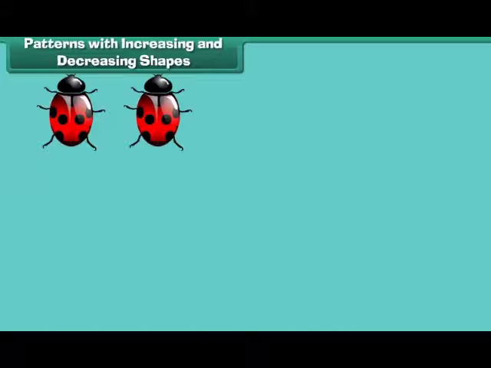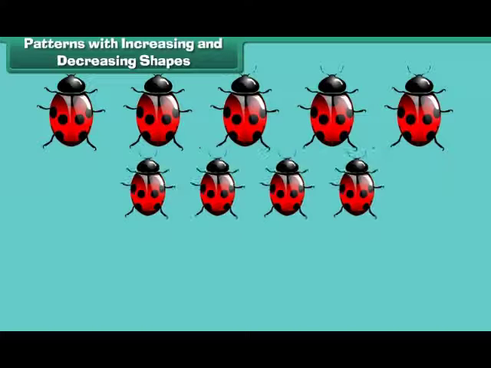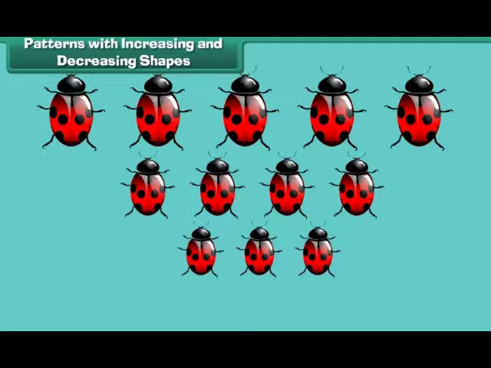Look at one more arrangement of shapes. 5 large beetles followed by 4 smaller beetles followed by 3 even smaller beetles and so on. This is also a pattern because the number and size of the beetles decreases in a definite order.